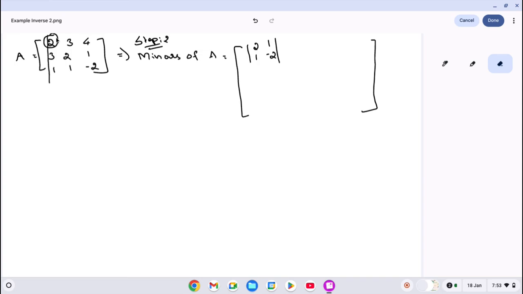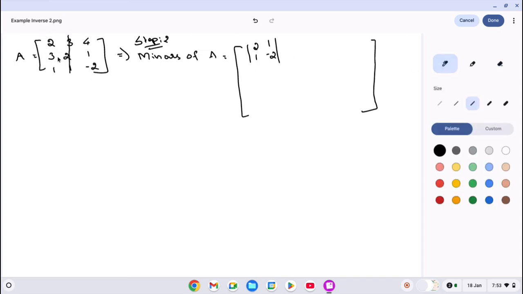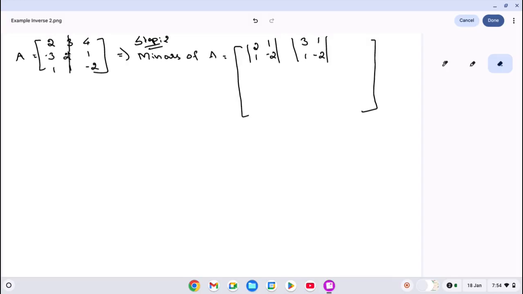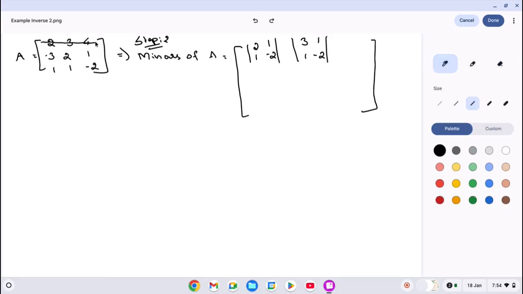Likewise, for the second element, you have to omit the corresponding column and the corresponding row. What are the remaining elements here? 3, 1, 1, minus 2. What is the third element's minor? You have to omit the corresponding row and the corresponding column. What are the remaining elements? 3, 2, 1 and 1.